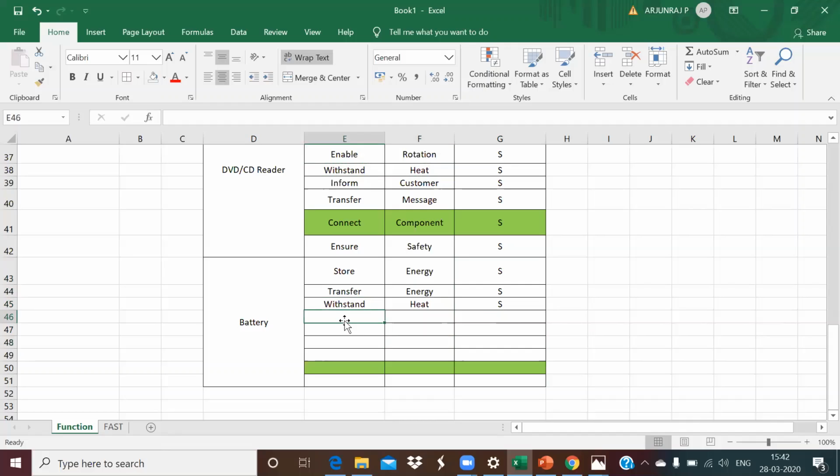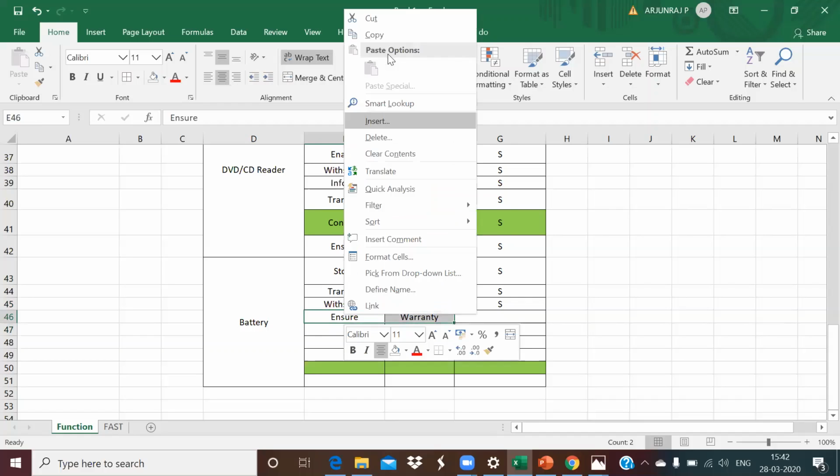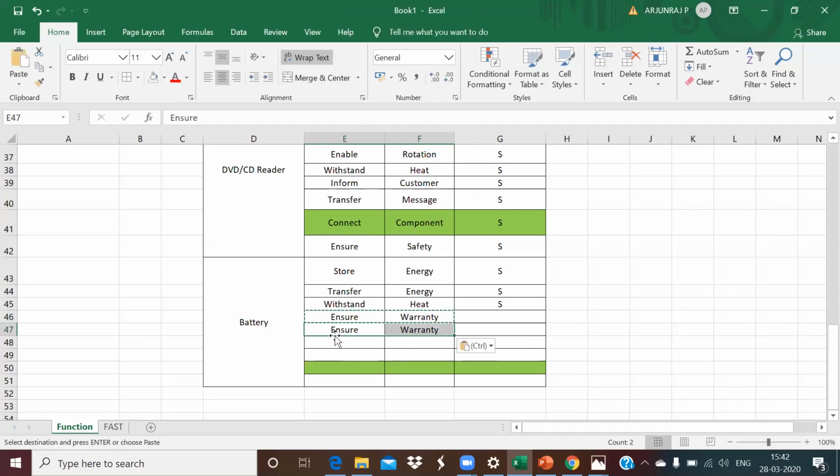And it should also ensure the warranty, because the warranty is also very important here. The company provides the warranty for the battery or the complete product. Ensure warranty, safety. And even the safety is part of that. Ensure safety.